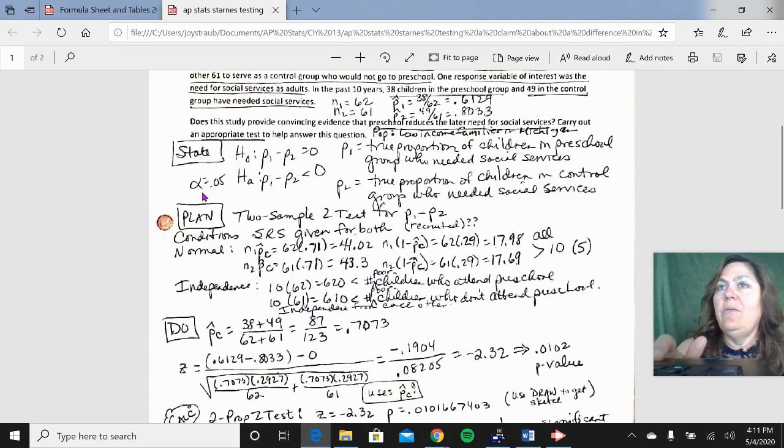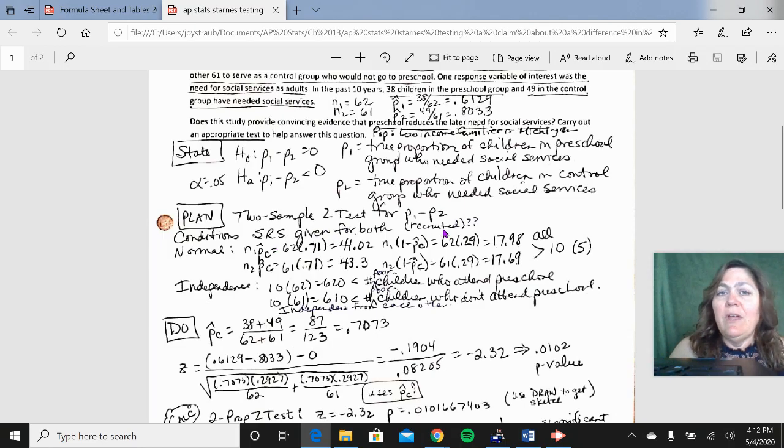All right, so we've got our H0 and our Ha here, that the difference is 0. In order to get to our question, we're trying to see if preschool reduces the need for social services. So if I do p1 minus p2, I'm going to want that to be less than 0, okay? Because that would be that the second group took more. It was a higher percentage there, okay? So there you have our proportion and our population, our parameter, population in the state, the conditions for both.